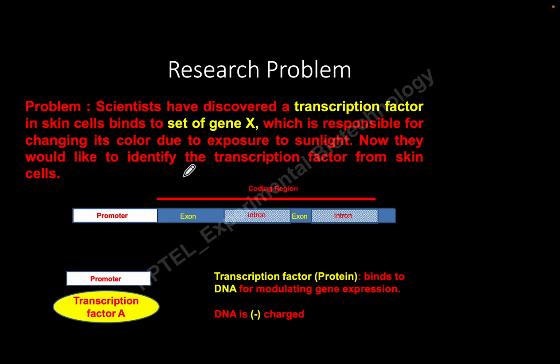That can bind to a set of gene X. There is a gene X where this protein will bind, and because of this binding, the change in color happens, and it also happens due to exposure to sunlight. Now they would like to identify the transcription factor from skin cells. So here is your gene. You have promoter, exon, intron. This is the coding region. Promoter, where the transcription factor A is coming and binding. Transcription factor protein binds to DNA for modulating gene expression. DNA is negatively charged.